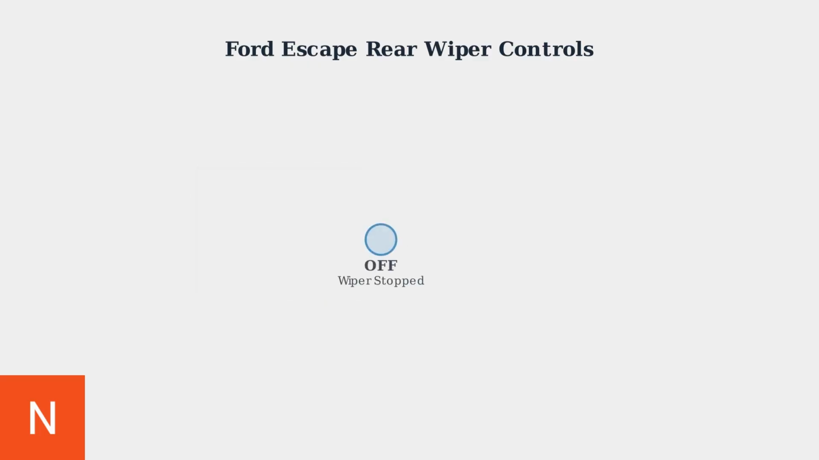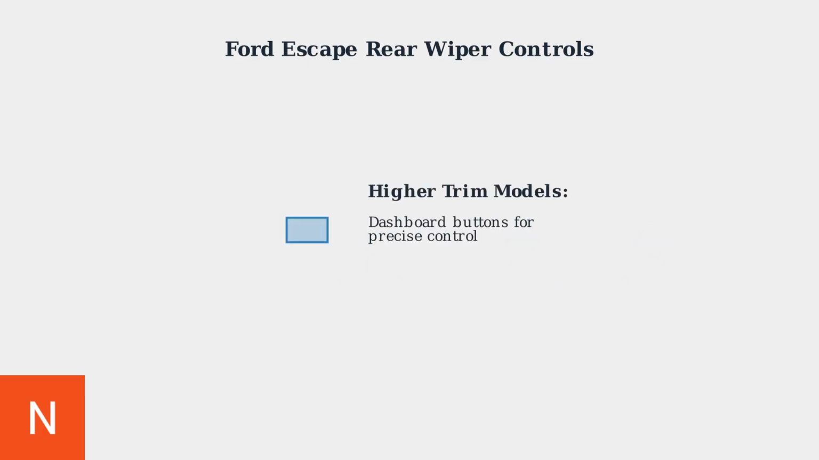The rear wiper has three main settings. Off completely stops the rear wiper. INT provides intermittent wiping at regular intervals, and On runs the wiper continuously. Some higher trim Ford Escape models also feature dedicated rear wiper buttons located on the dashboard or center console. These provide more precise control over the intermittent timing settings.